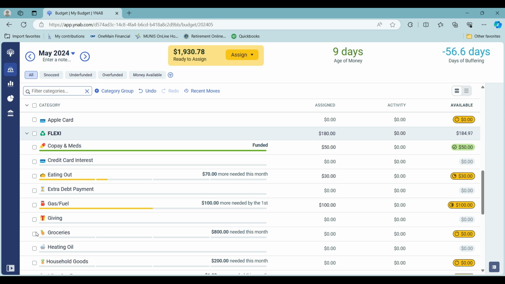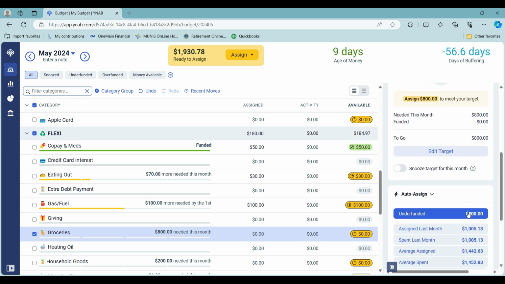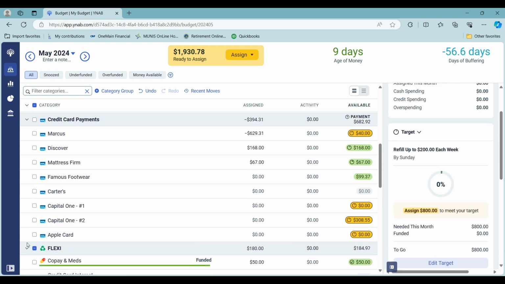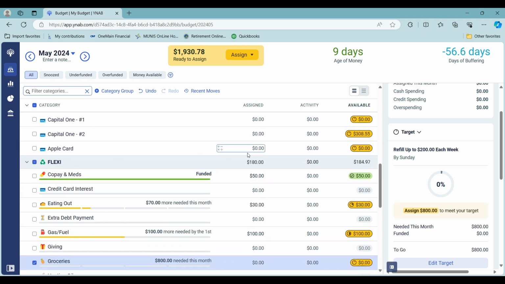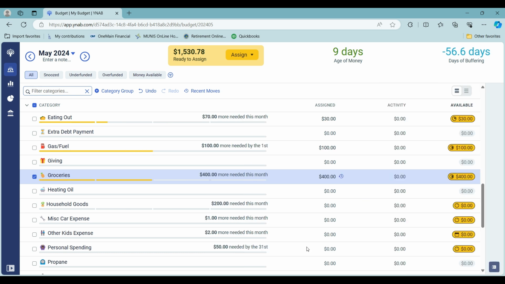Giving, we're going to skip that one. Groceries. So it's saying I need $800 for the month. So let's do half. Okay, so let's do half of the groceries. Let's do $400 for groceries.